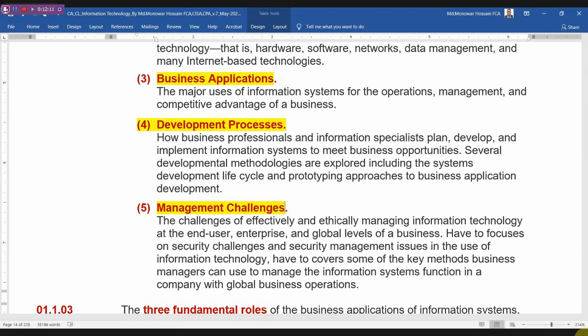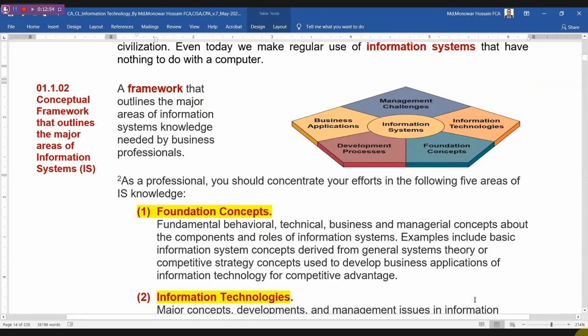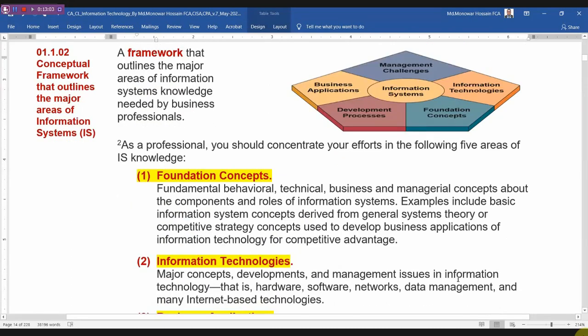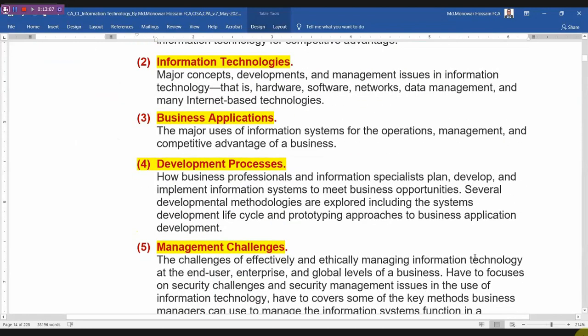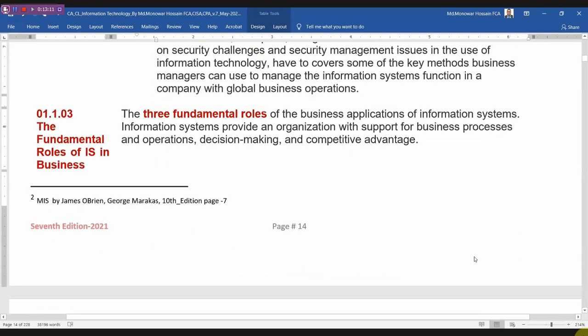Management challenge is the challenge of effectively and ethically managing information technology at the end-user, enterprise, and global levels of business. That means a focus on security challenges and security management, the challenge of IT security and the issues of its use. That's why we need IT auditors at this moment, and one of the qualifications is CISA. This type of business-oriented profession is required more day by day, so that is also a management challenge. So the five areas of information technology within the framework are fundamental concepts, information technologies, business applications, development process, and management challenges.